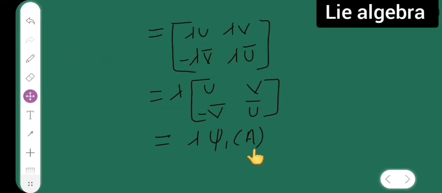Now this is equal to what? I will write it in matrix form. So this is equal to lambda U, lambda V, minus lambda V conjugate, lambda U conjugate. Lambda is common, so take it out, and U, V, minus V conjugate, U conjugate, write it as it is. So this is equal to lambda, and this we are writing as psi 1 of A.